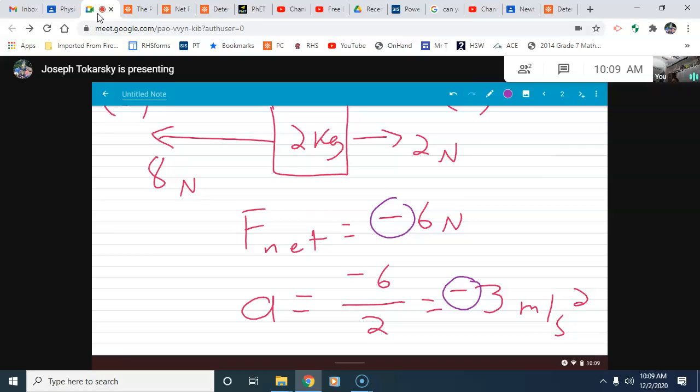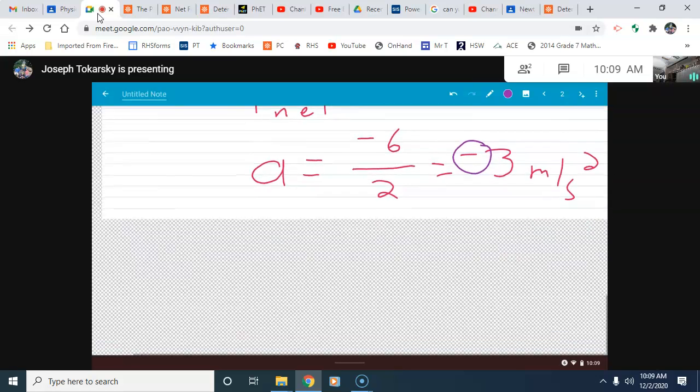If we treat this as a tug of war kind of thing, and the positive person's winning, then you're going to have a positive acceleration, in the same direction as that person. Or in this example, if the negative person's winning, well, the 2 kilogram mass is going to accelerate towards the person with the bigger pull, negative, in other words.